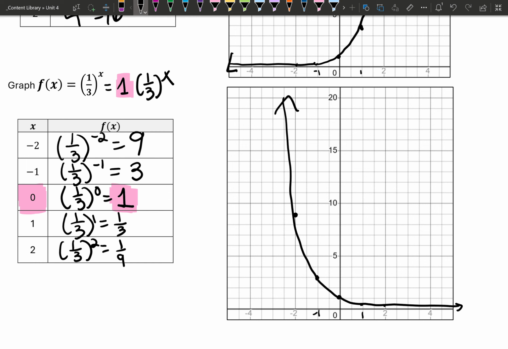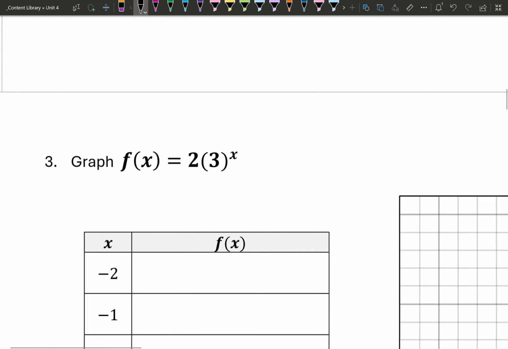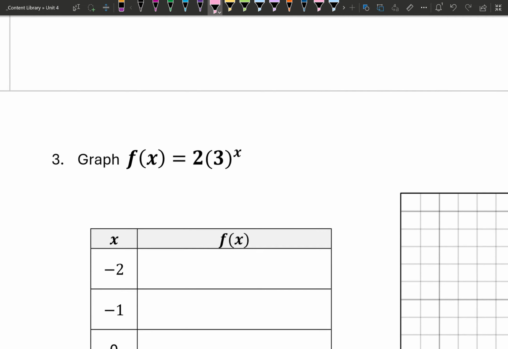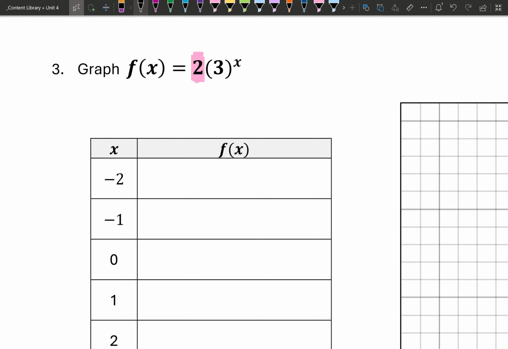When we have a base that is smaller than 1, but greater than 0, of course, our graph is going to be decreasing. Let's step it up a notch and change our y-intercept. Here I have a 2 in front of my base. So when we plug in 0, we should get an answer of 2, if my standard form formula assumptions were correct. Let's see what it looks like.